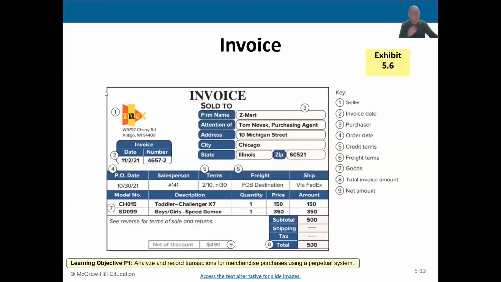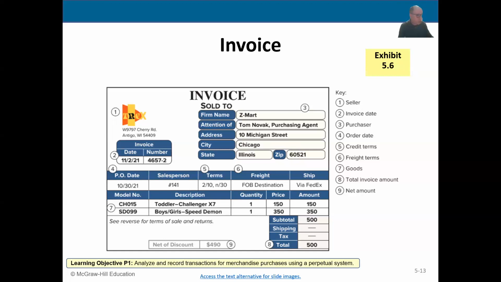This is what a typical invoice looks like. Here you see who it's from, the vendor, the invoice date, and the invoice number. Who it's sold to, us, the customer. How it was shipped. Oh, I'm sorry, number 4, the order date. Number 5, the credit terms, 2/10 net 30. In this example, 2% discount if I pay within 10 days, otherwise the whole amount's due within 30 days.